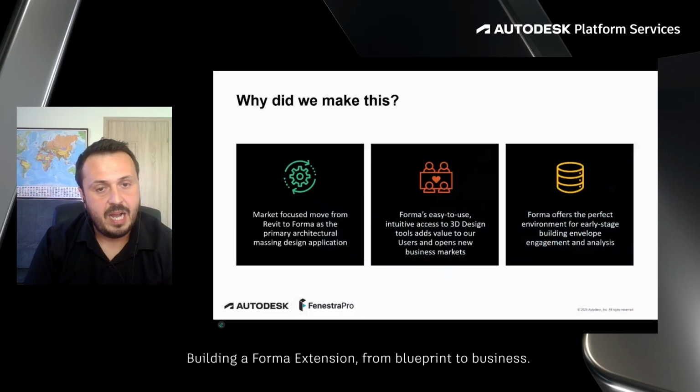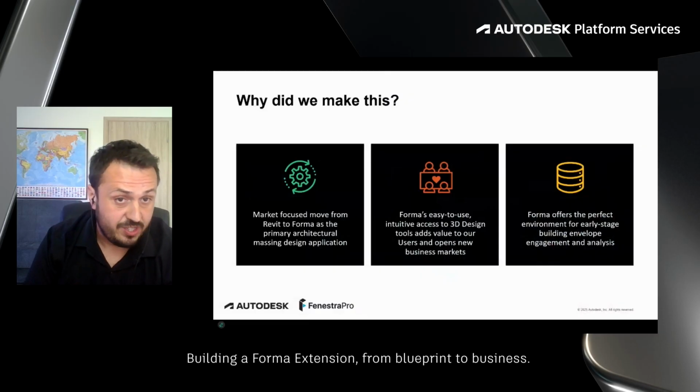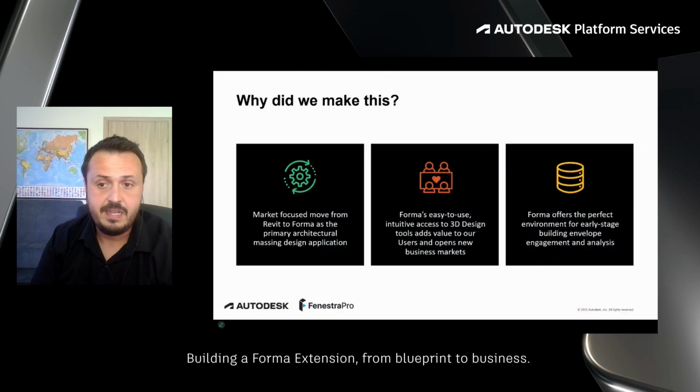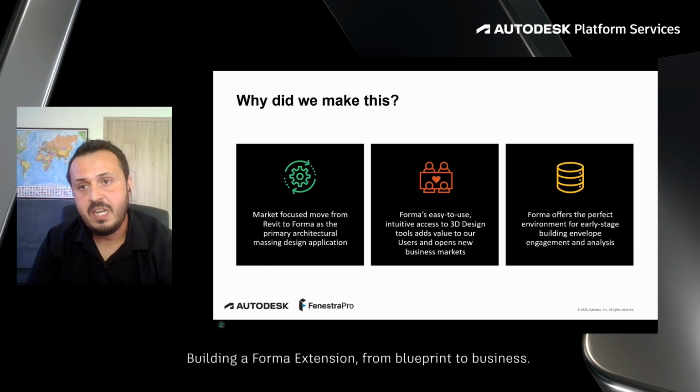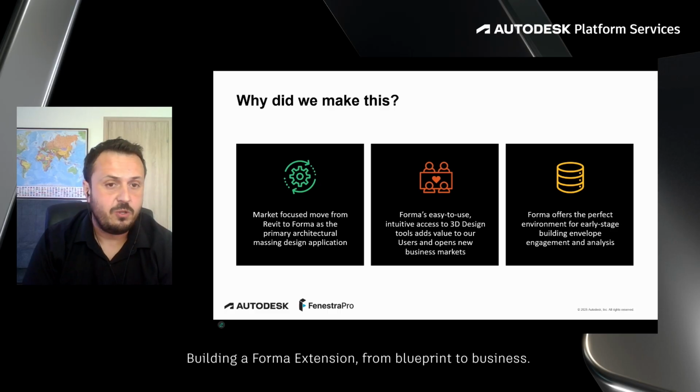Okay, so in the next slide, we will answer two very important questions. Why did we make this? To answer this question, we need to understand that architectural massing design is moving from Revit to Forma. And at this moment, Forma is the best environment for early stage building envelope analysis. A conceptual mass is very important for us because at this moment, buildings are not that complex. So we don't have that unnecessary complexity that we don't need.